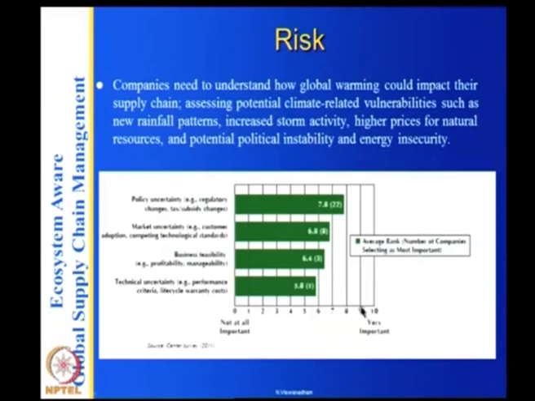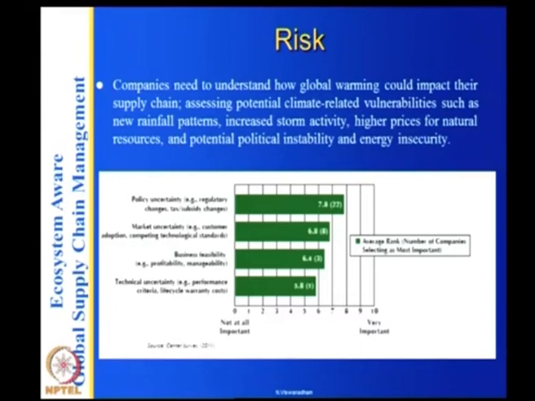So, if you look at this diagram, I think this is done by a survey group, and policy uncertainty is the biggest risk factor that people in the companies talked about. Regulatory changes, tax and subsidy changes. So, the government says they will give you subsidies if you reduce your energy consumption, reduce water consumption, reduce your GHG gases and so on. Those changes are dependent on the people and the government in hand and the party in power, and they may change. And the policy uncertainty also.